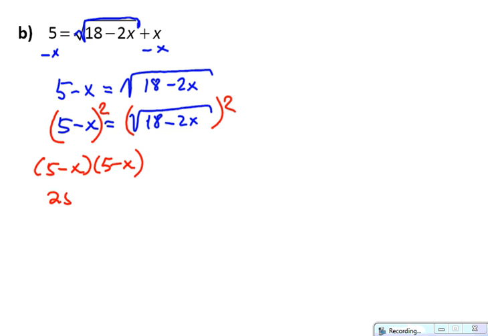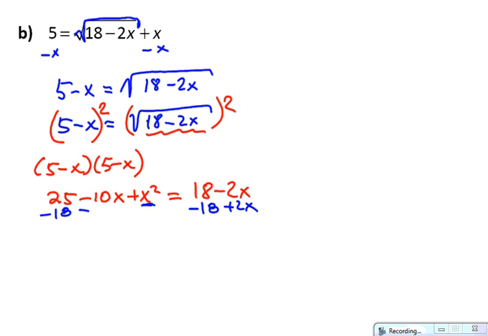So on the left side, I'm going to FOIL it, and that's going to give me 25 minus 5x minus 5x is minus 10x, and then plus x squared is equal to, and then over here, squaring the square root gives us 18 minus 2x. Again, we have a quadratic. Let's see the x squared. So I'm going to subtract the 18 from both sides, and I'm going to add the 2x to both sides. And I'm going to put x squared minus 8x plus 7 is equal to 0.